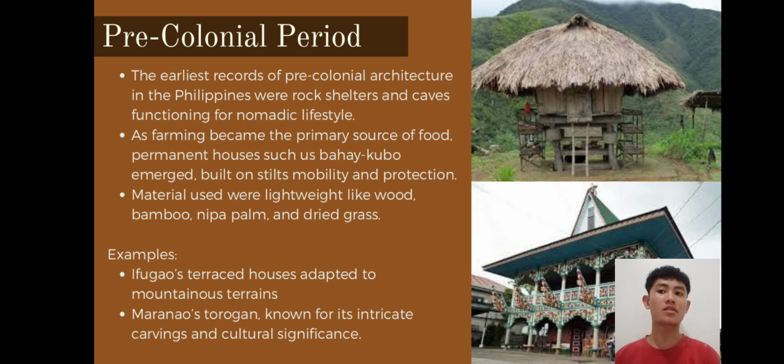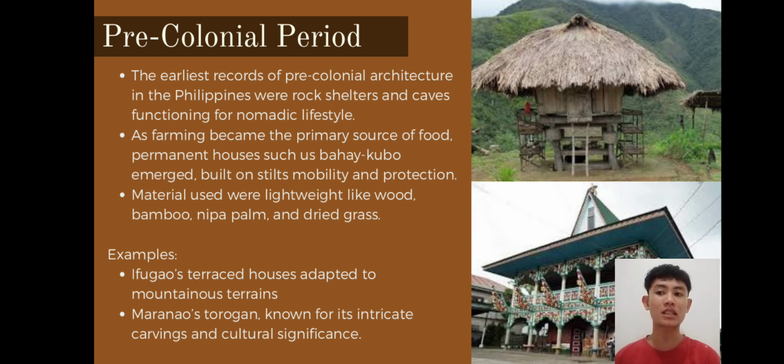As time progressed, people transitioned to a more settled lifestyle with the advent of farming. This shift led to the development of the Bahay Kubo, a type of traditional Filipino house that is still a cultural symbol today. The Bahay Kubo was an ingenious design that addressed the needs of its inhabitants and their environment. Here are some key features of the Bahay Kubo.